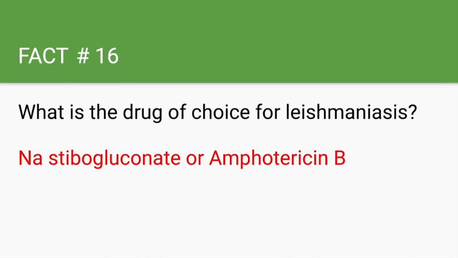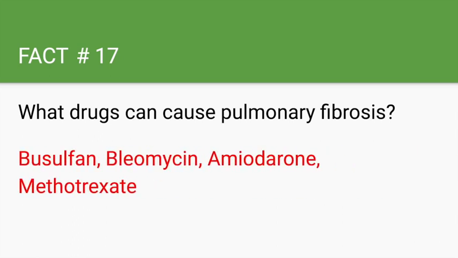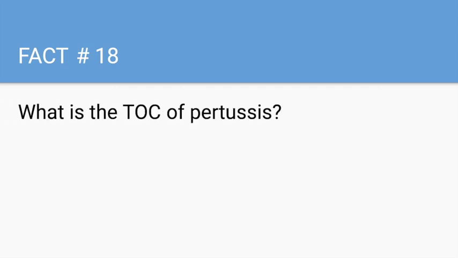What drugs can cause pulmonary fibrosis? Busulfan, bleomycin, amiodarone, methotrexate. I'm sure that you can list other drugs that cause pulmonary fibrosis. Please list them in the comment section below. What is the treatment of choice of pertussis? A macrolide. So this is also used for prophylaxis for close contacts as well.